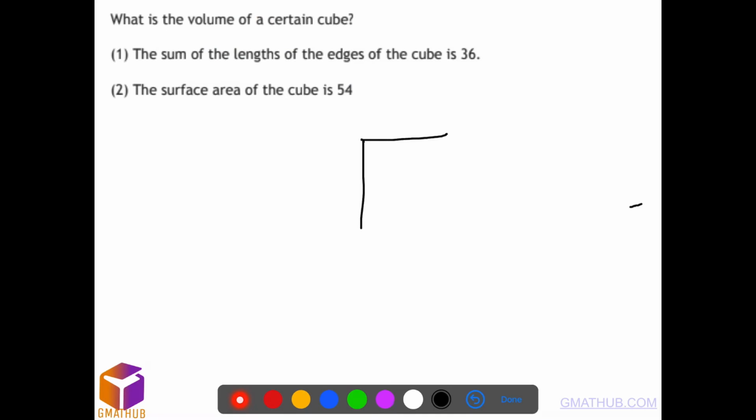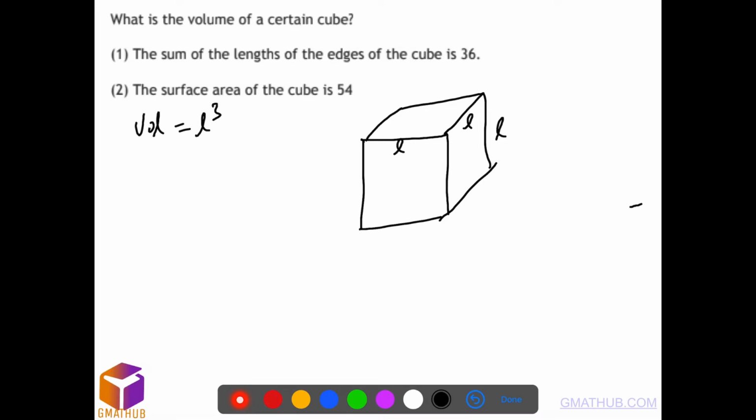In a cube, all the dimensions are equal: L, L, and L. So volume is L cube, and surface area will be equal to the area of the 6 faces, that is 6 into L square. So we just need L.